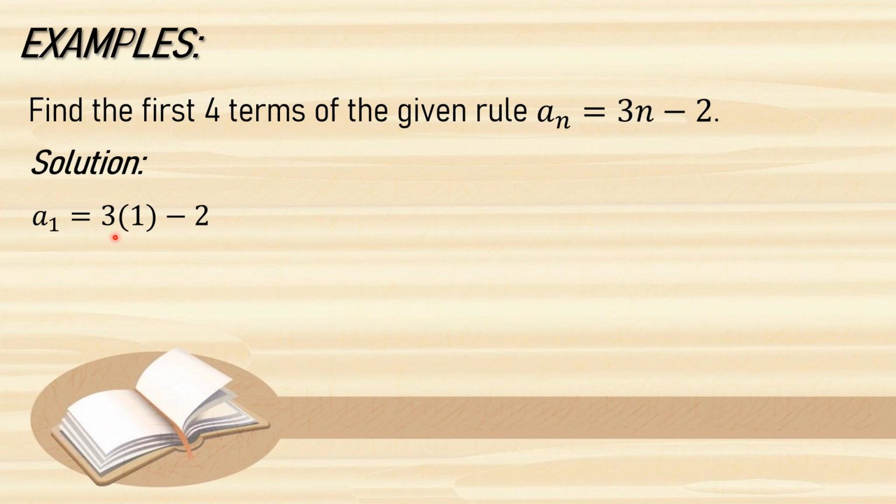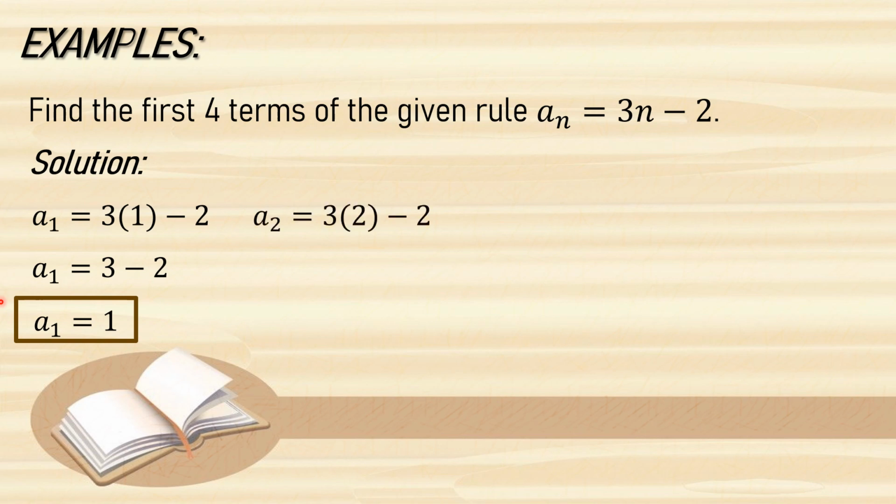Okay, and then proceed tayo sa rule ng PEMDAS or MDAS na kung saan mauuna dapat tayong mag-multiply bago mag-subtract. So, let us multiply 3 times 1 is 3 minus 2. So, the value of a sub 1 or the first term is 1. Next, a sub 2 is equal to 3 times 2 minus 2. Again, dito na tayo sa second term. So, gamitin natin yung number 2.